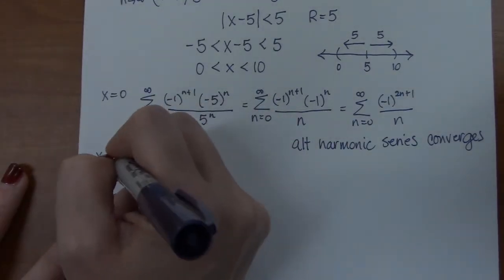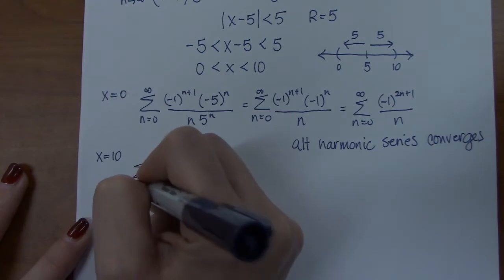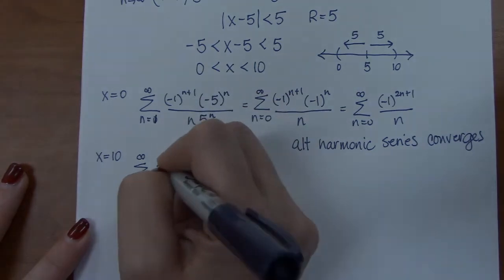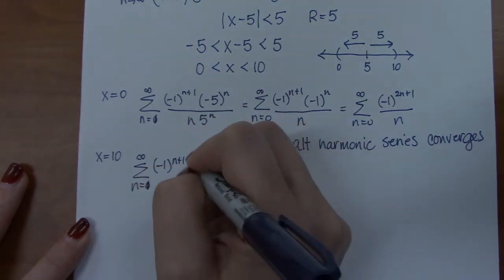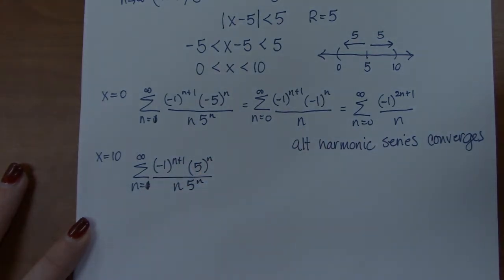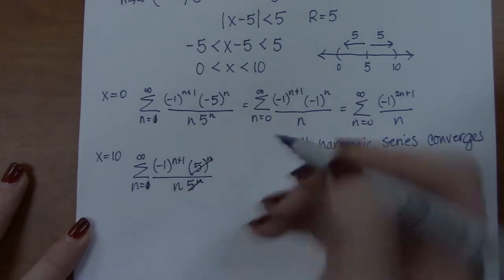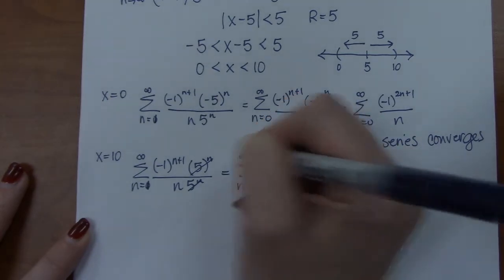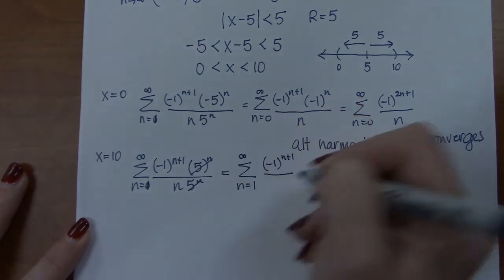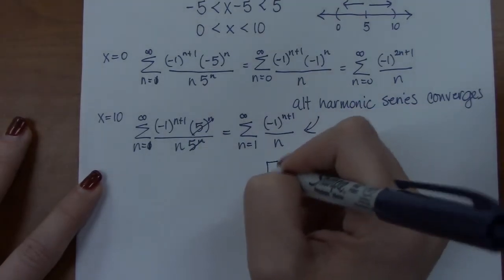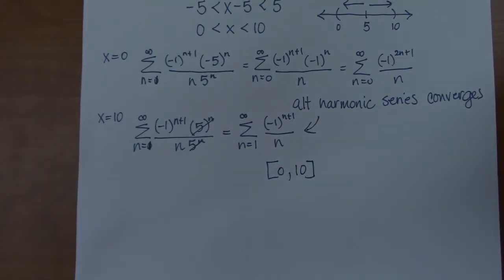If we try x equals 10, well, then we're going to get the sum from n equals 1 to infinity. Oh, sorry, it's supposed to be 1. I don't know why I'm writing 0. (-1)^(n+1), 10 minus 5 is +5, so 5^n over n times 5^n. Well, now these guys cancel, and I get the alternating harmonic series again. So this also converges. So that means the interval of convergence is 0 to 10, and they're both included.